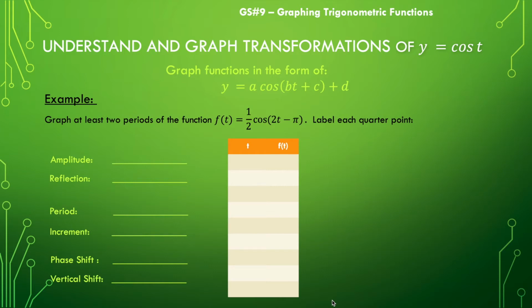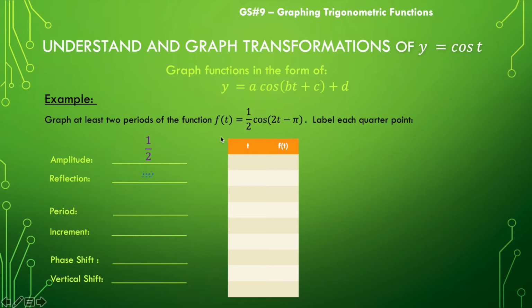Similar to what we did with our sine function, when we're given a function, we want to identify the key attributes of the graph, including all transformations. So let's look at this function: f(t) = 1/2 cos(2t − π). We know right away that our amplitude will be 1/2, so that's very easy.